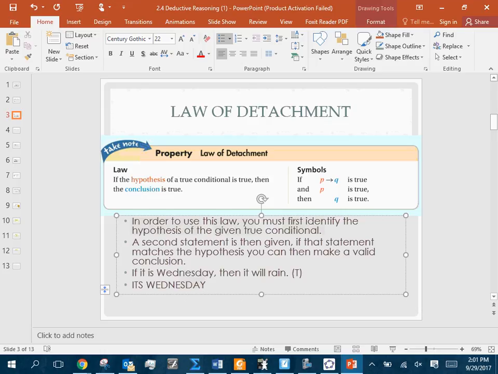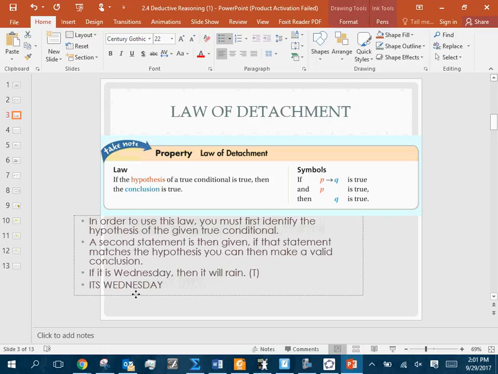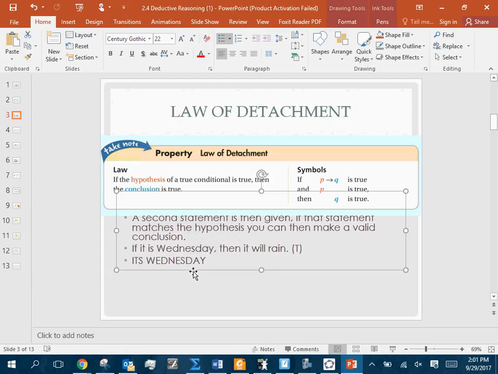I give you a true conditional statement. And then I give you a second statement. Okay? I give you basically a second statement that matches your hypothesis. Okay? This statement here matches that hypothesis, right? Okay? If that happens, you can make a conclusion then. You can come up with the fact that it will rain.